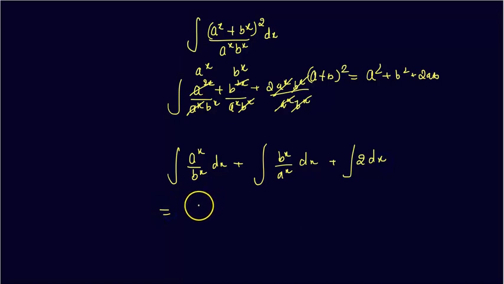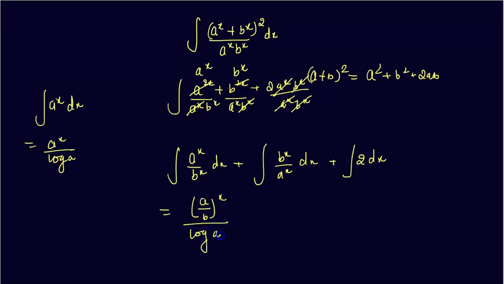What is the integration of this one? If I'm writing the value, the integration of a^x dx is equal to a^x by log a. So the integration of (a/b)^x will be (a/b)^x divided by log(a/b), plus the same thing we can write as (b/a)^x divided by log(b/a), plus here you will write the integration as 2x, and you will write c. So this is the answer that you will get.